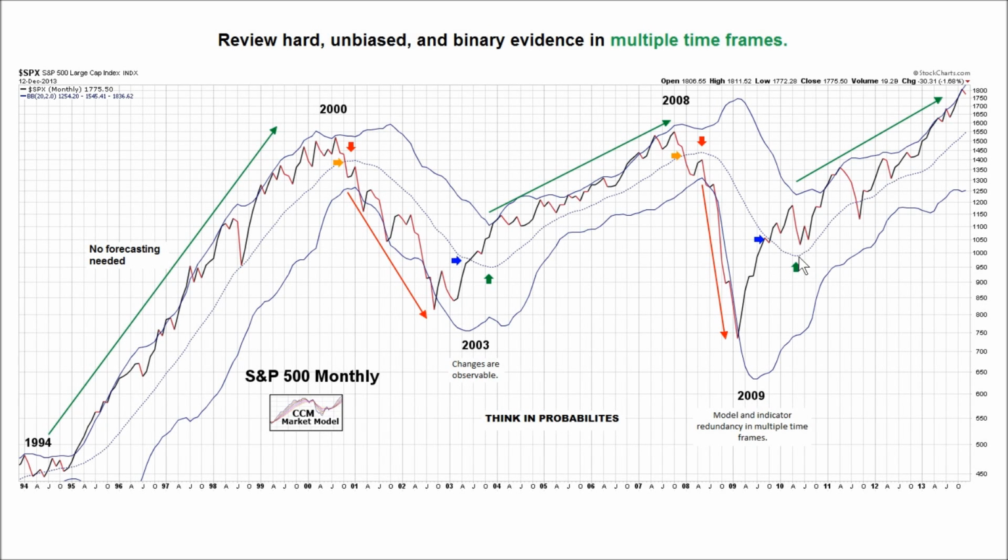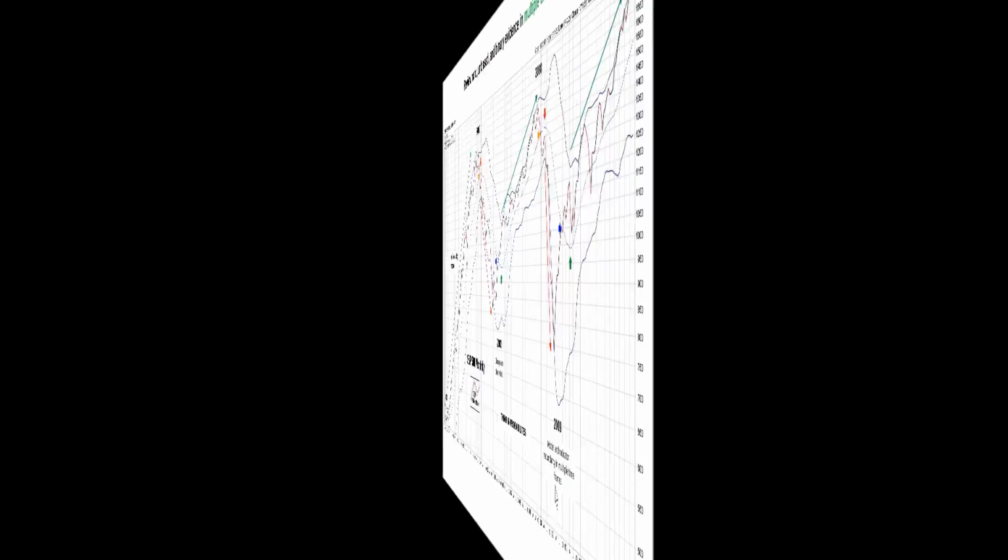Bullish cross, bullish turn up, good things happen. Notice the changes are observable. We can see this here before this happens. We can see this here and this here before this happens. No indicator is perfect. That's why we have the indicator, time frame, and model redundancy.